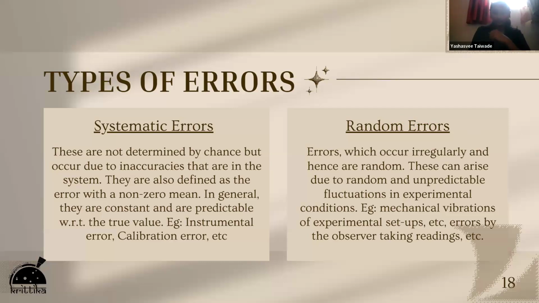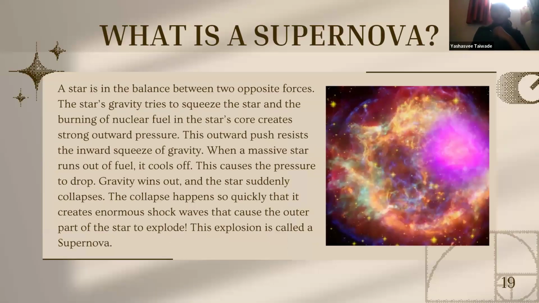Now, as we saw earlier, light curves are useful in the study of different types of entities. One of them is the supernova. I believe everyone might know what a supernova is. Still, let's just see what it is and, mainly, how it occurs.